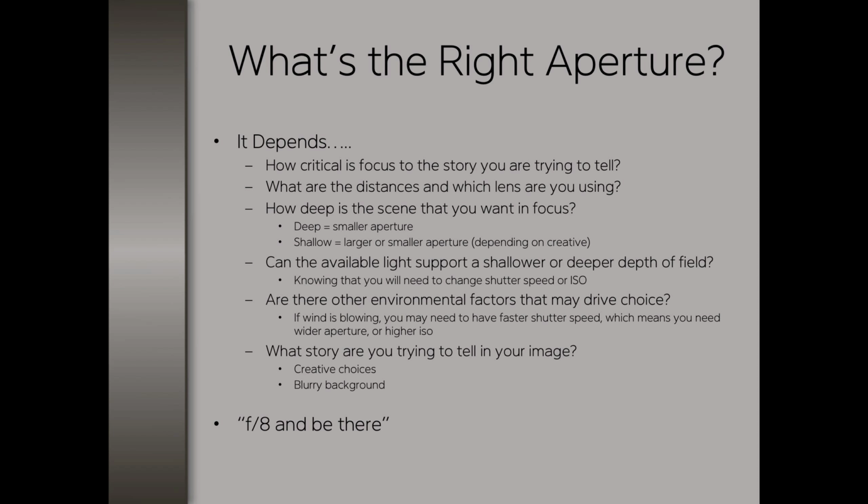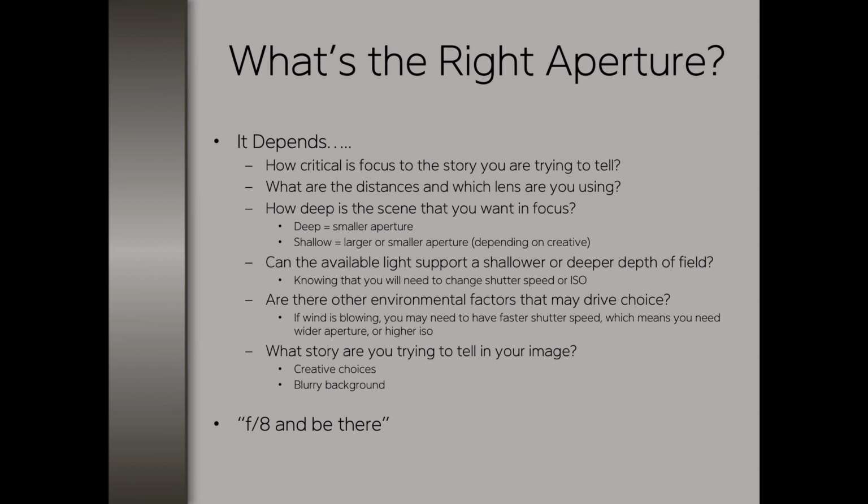And then likewise, are there any other environmental factors that may drive your choice? So let's say you may want a deep depth of field. So that means a really small opening. Let's shoot at f16. You're shooting a field of flowers and you want a really deep depth of field. Well, let's say the wind is blowing and all the flowers are moving and you really don't want blurry flowers. So that means that you need to have a higher shutter speed.